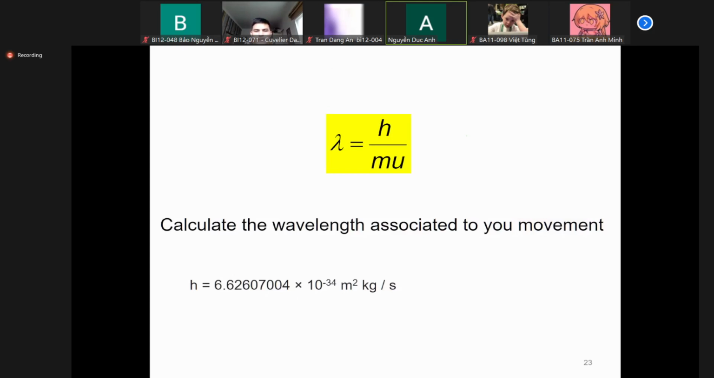So let's do it at home. Okay, you can calculate the wavelength associated with your weight.